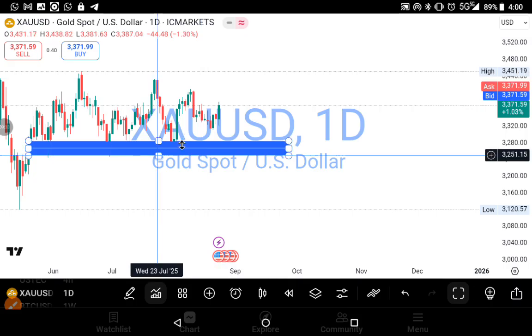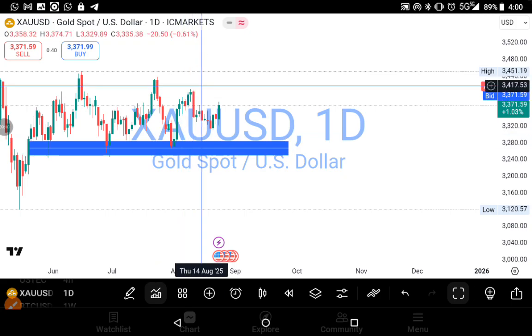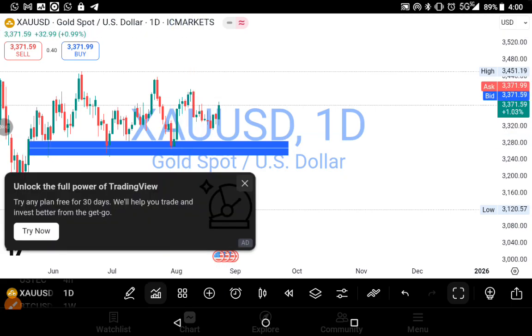As long as the market price stays above the consequent encroachment of this blue line, then I'm still interested in going bullish on gold. So I'm still with the previous week's buyers.